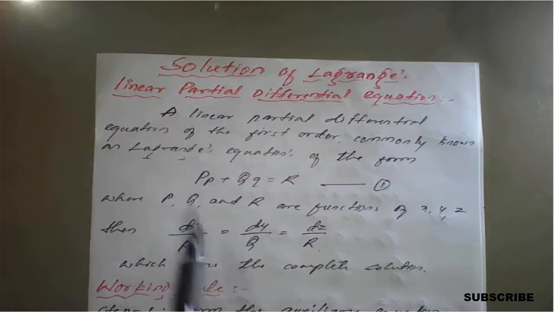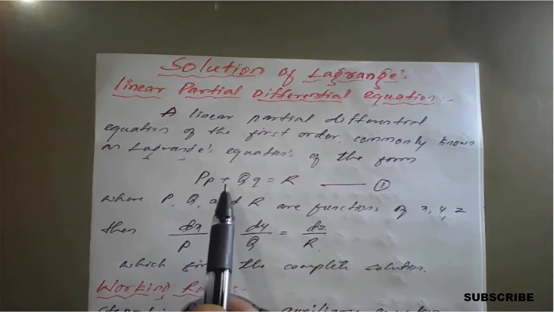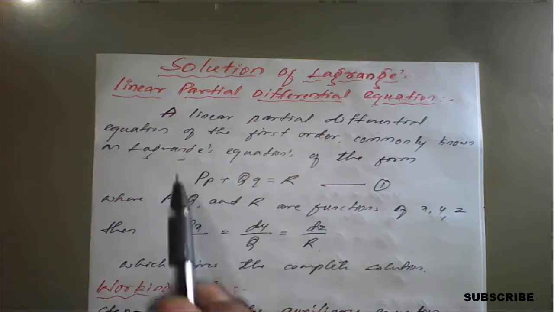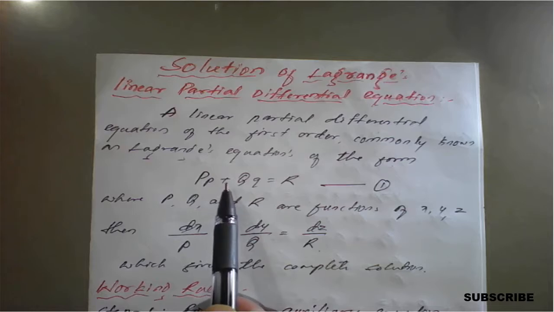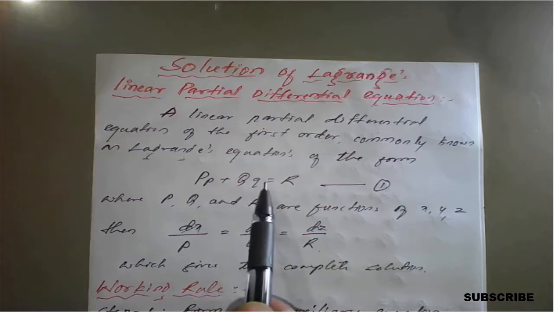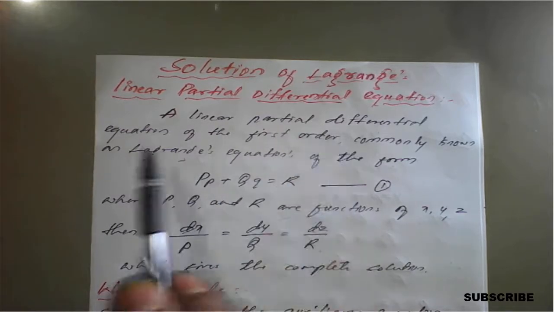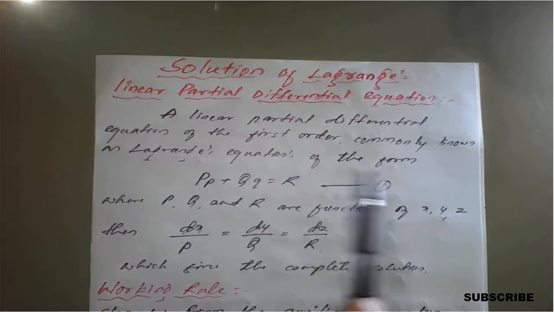Lagrange's linear partial differential equation has a standard form: capital P of small p plus capital Q of small q is equal to capital R. So this formation is going to be called the Lagrange's linear partial differential equation form. A linear partial differential equation of the first order, commonly known as Lagrange's equation of the form.